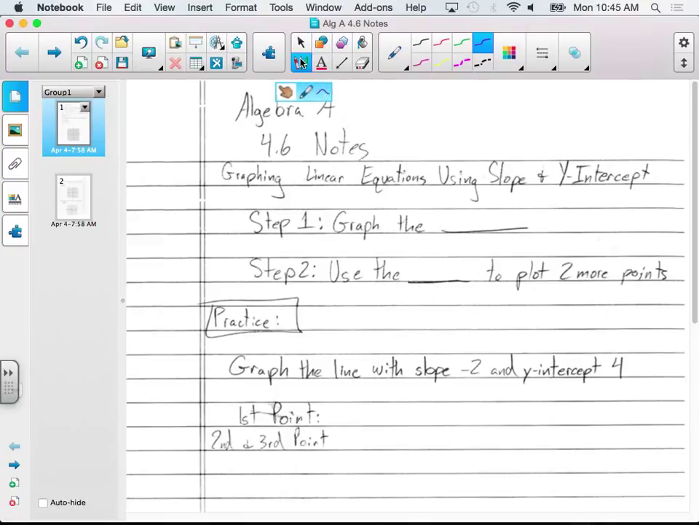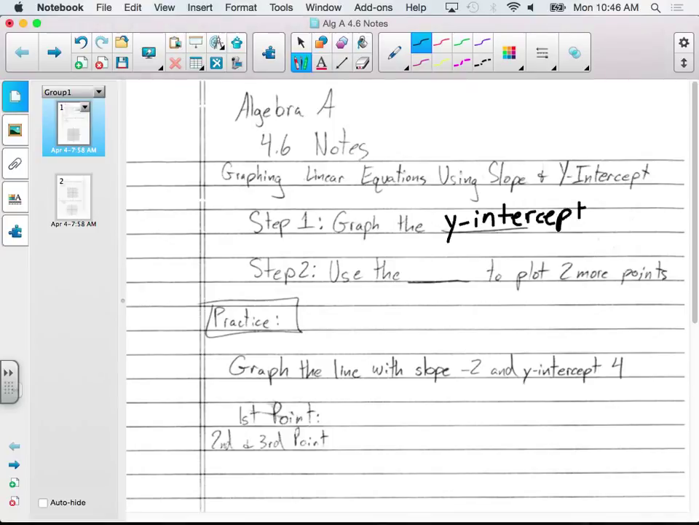All right, so we will be moving on into lesson 4.6, and what lesson 4.6 is dealing with is linear equations that are written in slope-intercept form, and we'll get to that in the later days. But for today, all we're going to be doing is graphing linear equations using the slope that's given to us, and then the y-intercept that we're given as well. So our first step is to graph the y-intercept.